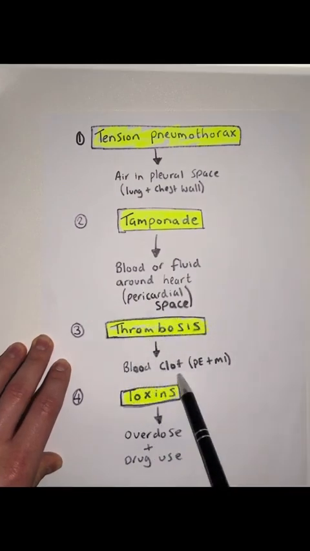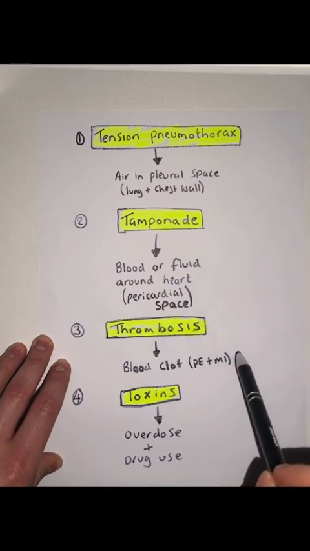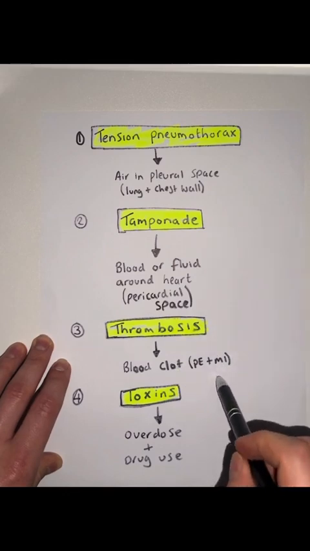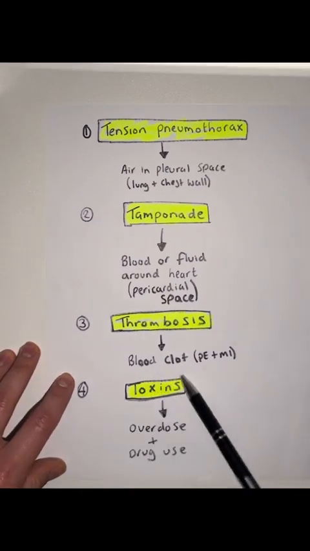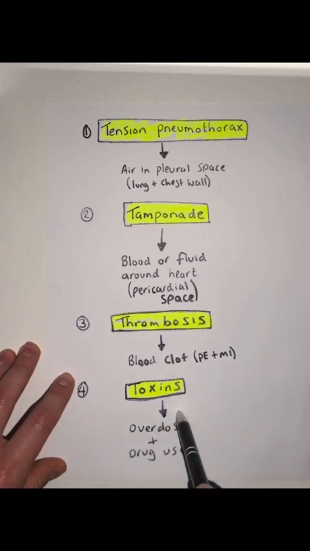Thrombosis is a blood clot, and this usually causes the cardiac arrest in a myocardial infarction and a pulmonary embolism. And your toxins, so this is a drug overdose or illicit drug use that causes the cardiac arrest, but this one's a lot less common.